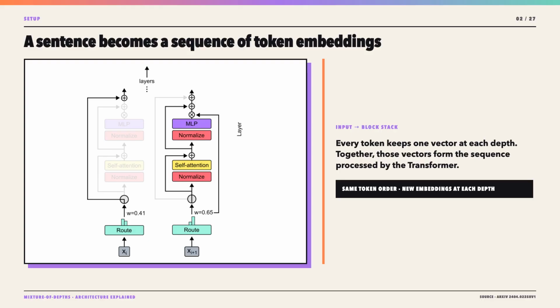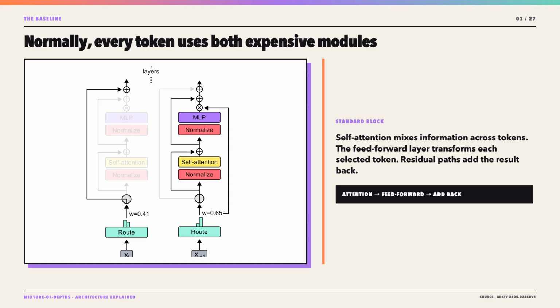Start with a sentence split into tokens. Each token becomes an embedding, a vector that carries the model's current information about that token. The full sequence then enters a stack of transformer blocks. In a normal block, every token goes through self-attention and then a feed-forward layer. Residual connections add each new result back to the token's previous embedding, so information can move safely through many blocks.